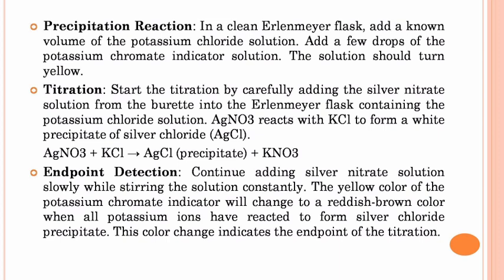Sixth, endpoint detection. Continue adding silver nitrate solution slowly while stirring the solution constantly. The yellow color of the potassium chromate indicator will change to a reddish-brown color when all chloride ions have reacted to form silver chloride precipitate. This color change indicates the endpoint of the titration.